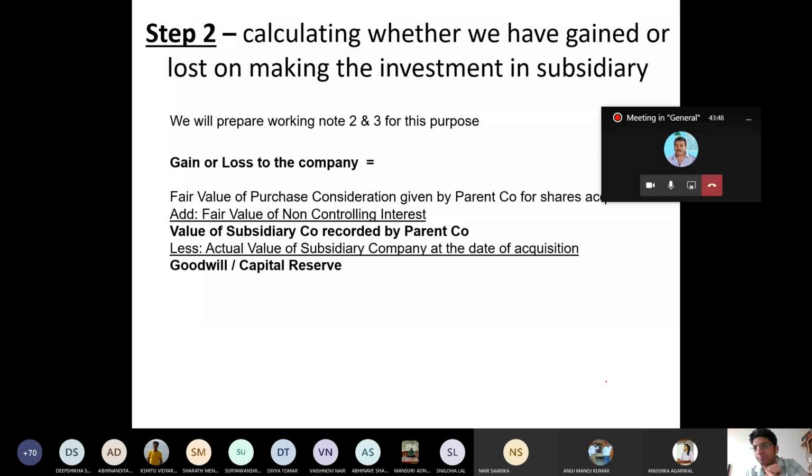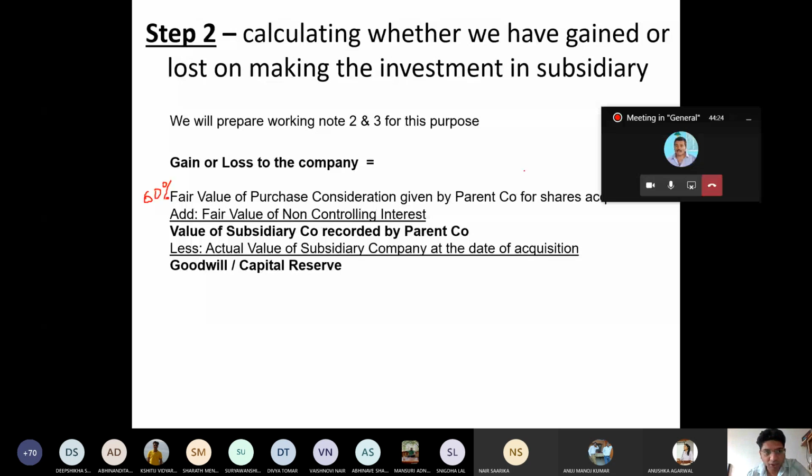So in our example of Burrow, High and Street, Burrow purchased how much? Burrow purchased 45,000 shares for 1 lakh, correct? So what is the fair value of purchase consideration? It is 1 lakh given by the parent company to the subsidiary company. This is only the 60% value. For 60% shares, how much are we giving? We are giving $1 lakh.